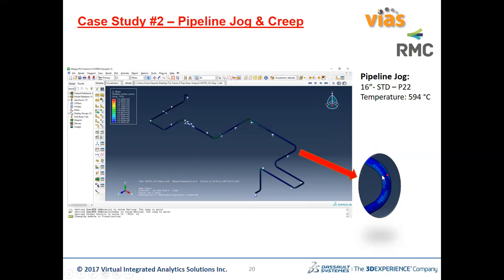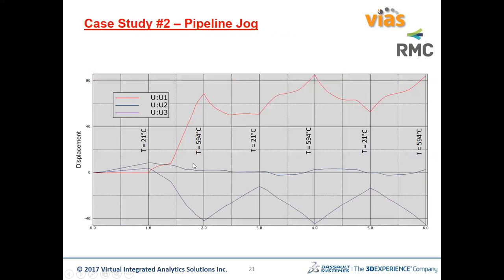I'm going to show you a graph of the displacements of this red point here that is exactly on the area where the pipeline had the contact with its neighbor. And as you can see on the first cycle here, the pipeline moved to a position. And once temperature was removed, the pipeline did not go back to its resting original position. And then on the next cycle, it moved further away from its original position.